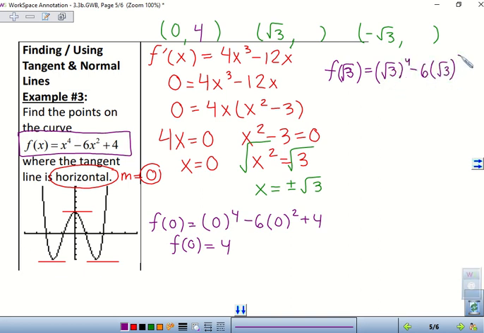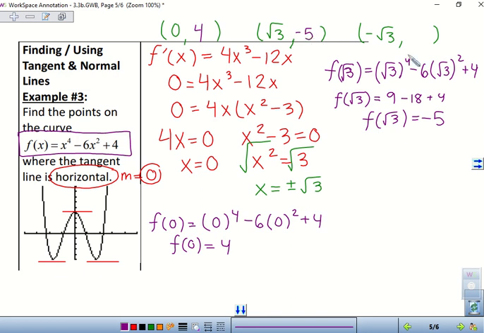What is the square root of 3 to the 4th power? 9. Square root of 3 to the 2nd is 3. 3 times negative 6 is negative 18. So this is going to be f of radical 3 is equal to negative 5, right? So this is negative 5.